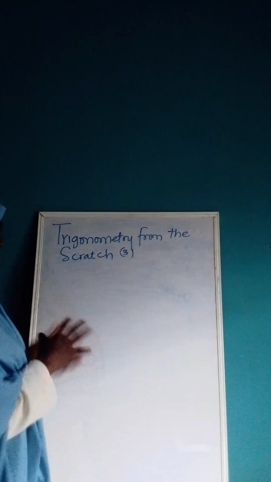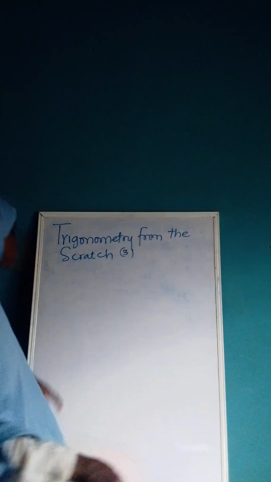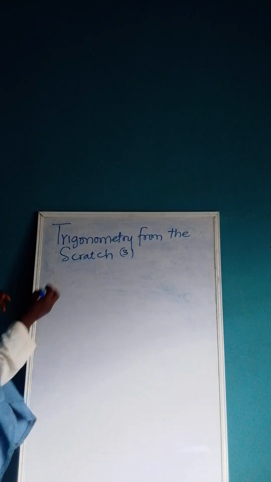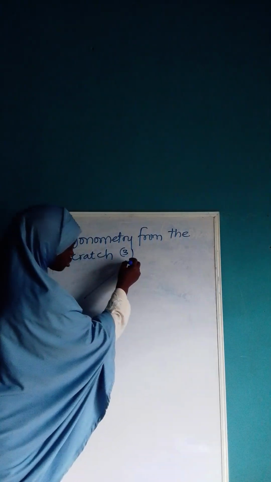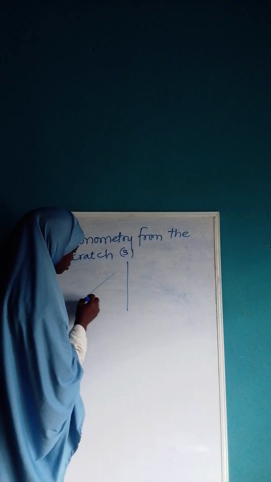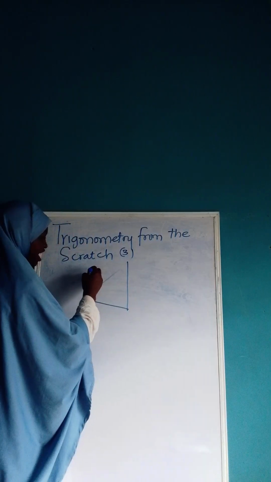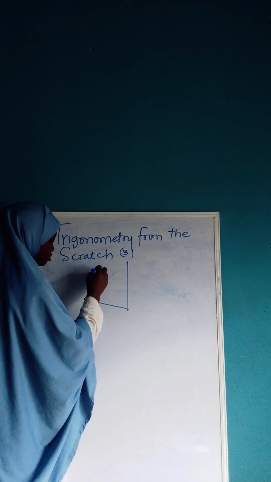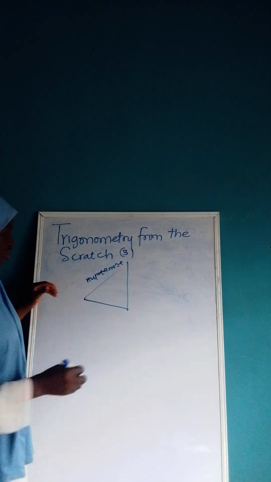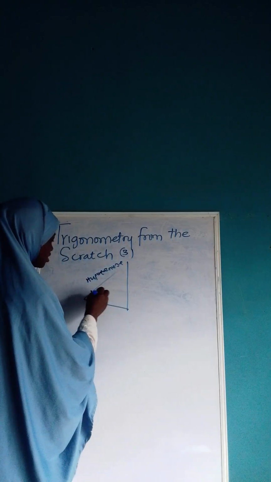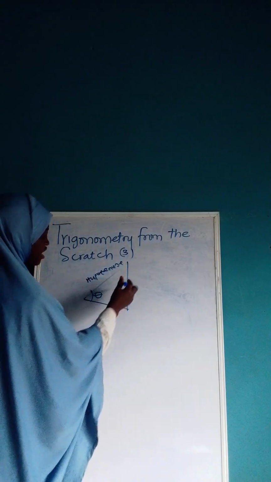Today we'll be looking at another angle in trigonometry from scratch. We are still going back into the right angle triangle. So this is the hypotenuse, the longest side of a right angle triangle. This is the theta, and the side facing theta is the opposite.